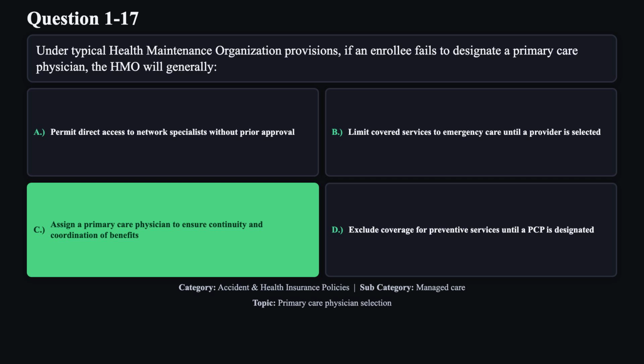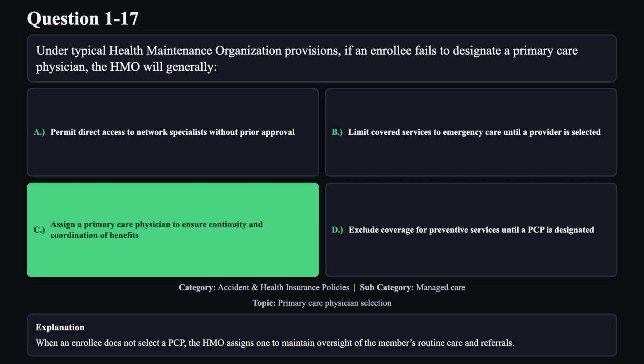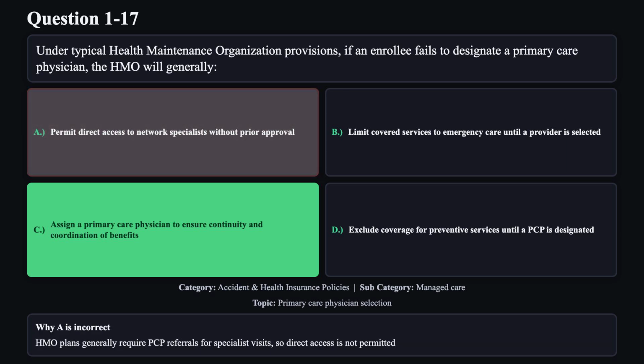The correct answer is C. When an enrollee does not select a PCP, the HMO assigns one to maintain oversight of the member's routine care and referrals. Reason A is not correct. HMO plans generally require PCP referrals for specialist visits, so direct access is not permitted.